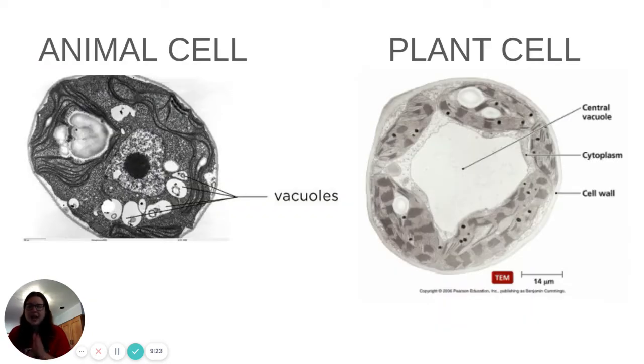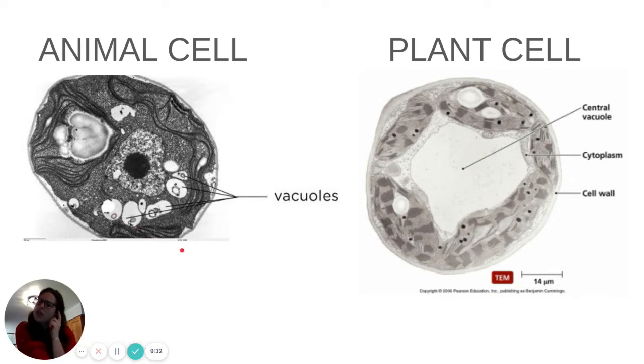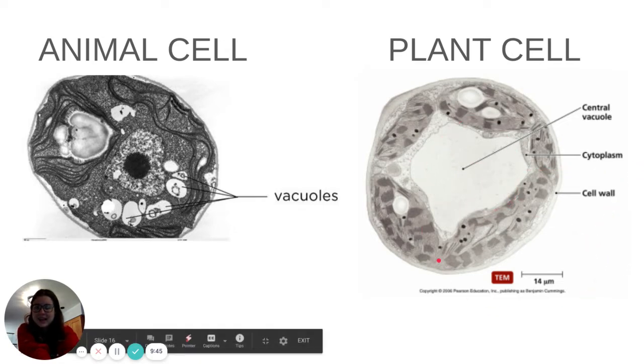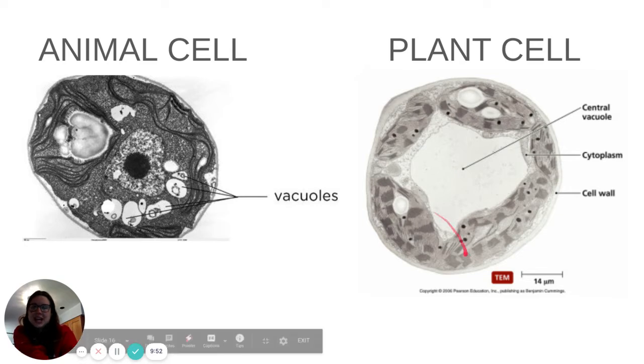So take a look at some actual pictures of a cell. Here we have our animal cell, and we see lots of small vacuoles. You might also think, what other structures can I identify in this animal cell right now? Our plant cell vacuole looks a lot different. Check out how big this vacuole is in our plant cell. It takes up a lot of the cell. Plants have a lot of water that they need to store, which is why their vacuoles are so large.